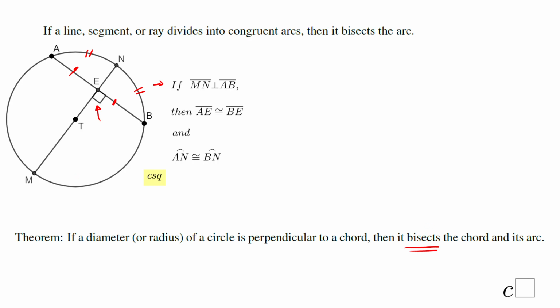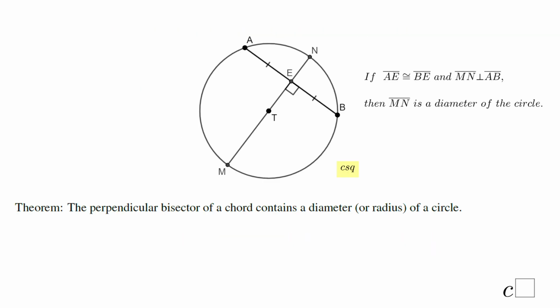Very important. Okay, now let's see how we use this theorem. In fact, here on the next slide you see the same theorem backwards. It's the converse that we need to be careful. Look at this theorem: we know that AE is congruent with BE, the segments, and you see that in the picture. MN is perpendicular to AB, then MN is the diameter of the circle. So that is the converse of the previous theorem.